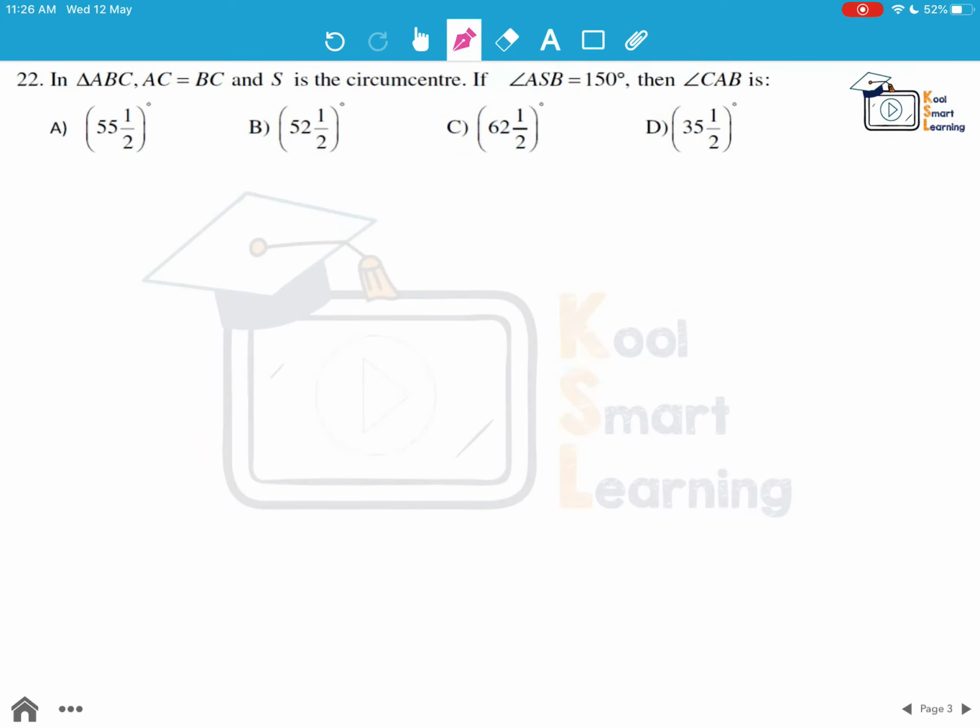Moving to the next question. In triangle ABC, AC is equal to BC and S is the circumcenter. So let's first of all draw this diagram. We have this isosceles triangle such that AC, now let's name it a little differently. Let's call it this, so that we can say that AC is equal to BC. Right, so this is the triangle and S is the circumcenter of this.